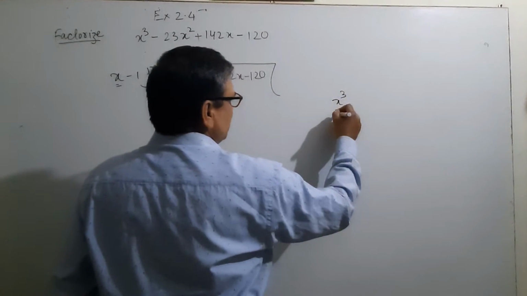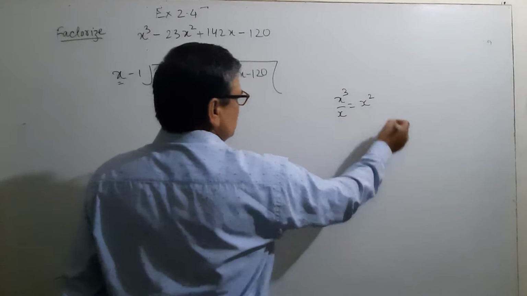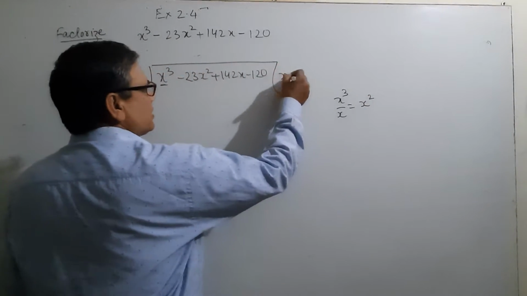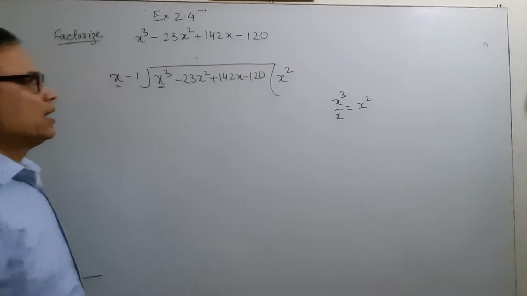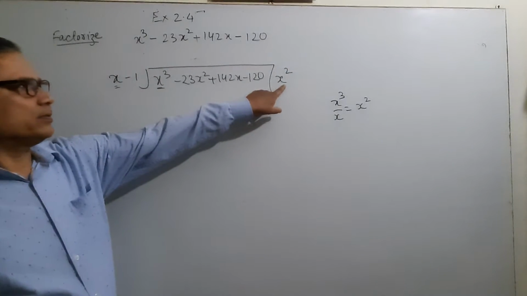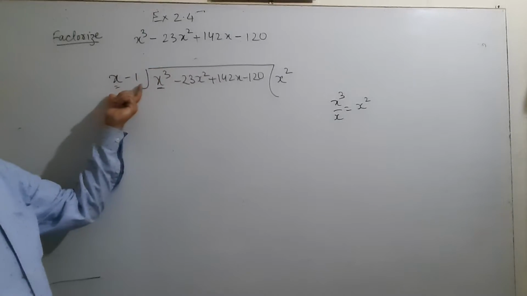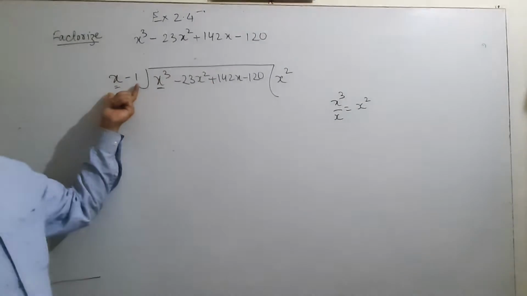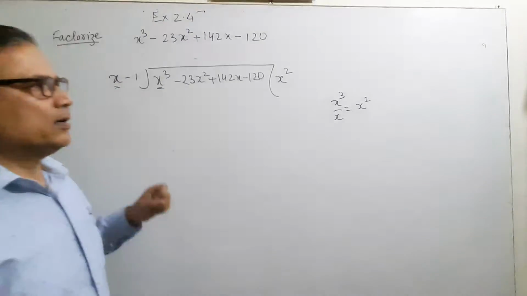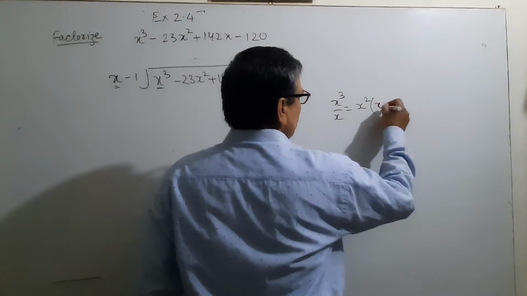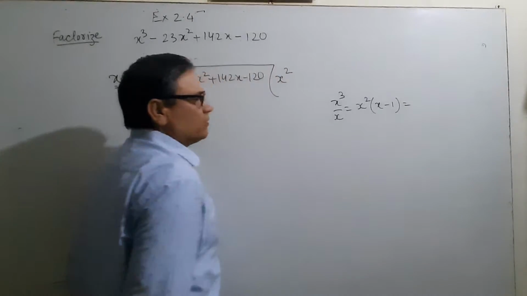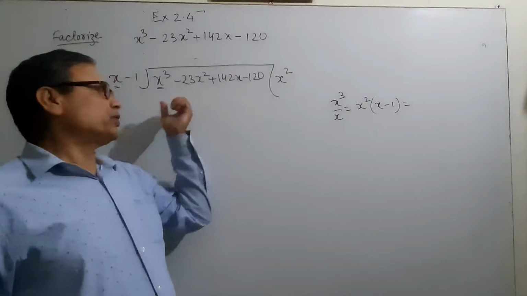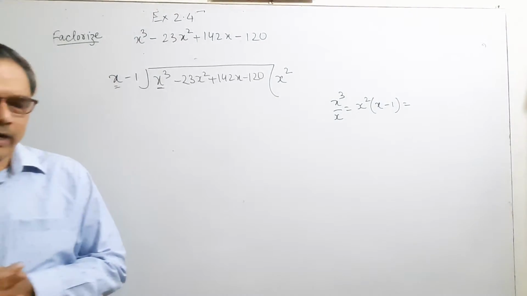x cube divided by x is equal to x square. And this is your quotient, and we have to write x square. This x square is multiplied by the divisor, quotient multiplied by divisor. And what is the divisor? x minus 1. And now you can solve. Find it yourself, and then put it here.